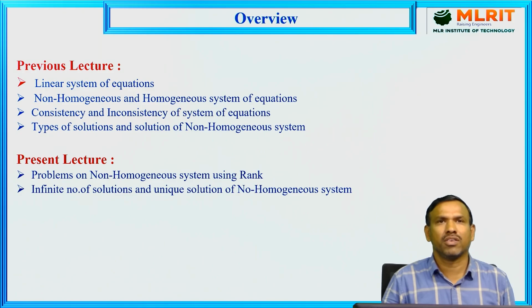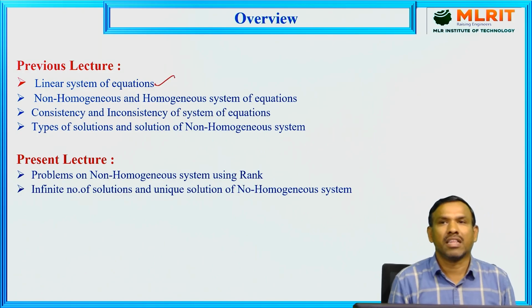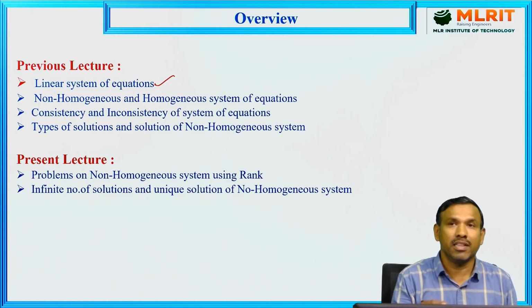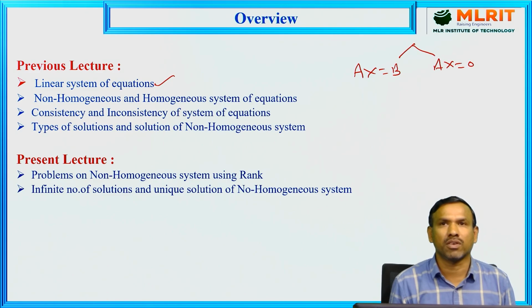In the previous lecture, we have studied linear system of equations, that is, first degree, more than one equation. We have discussed it very clearly. In that, we have two models, non-homogeneous and homogeneous. Non-homogeneous means Ax = B, and homogeneous means Ax = 0. These two methods under the linear system of equations we are discussing.